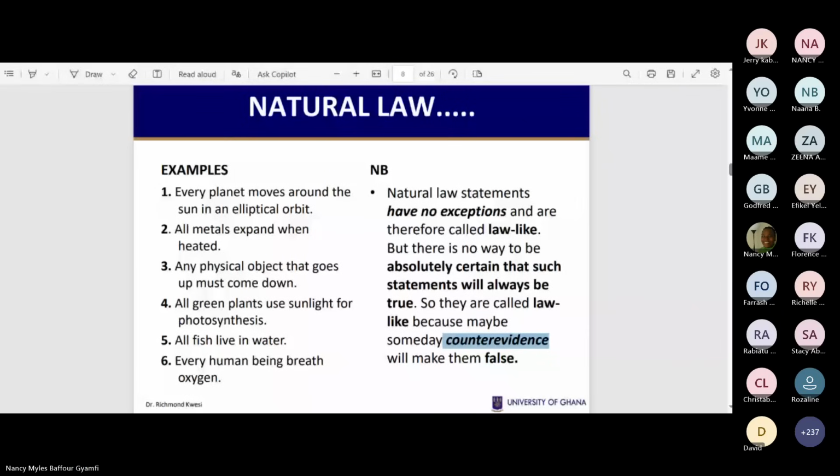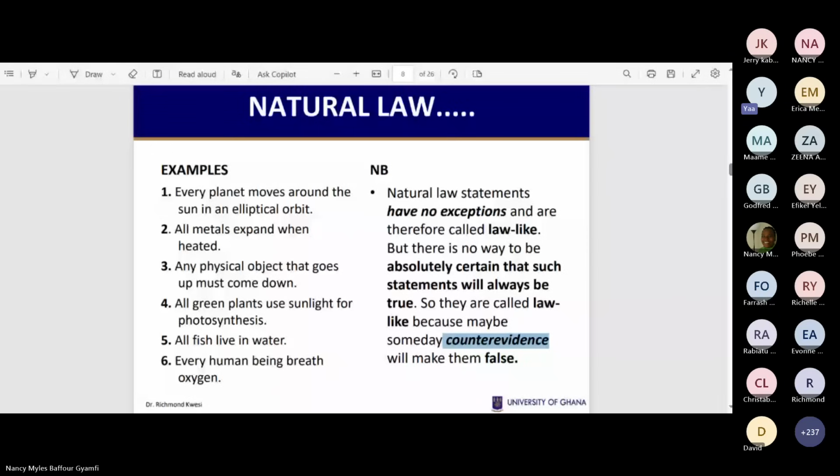Every planet moves around the sun in an elliptical orbit. Did you drink this morning? Nobody knows which Yao, so be at peace. Elliptical, okay, like a roundabout. Every planet moves in an elliptical orbit. Go ahead. Every planet moves around the sun in an elliptical orbit.